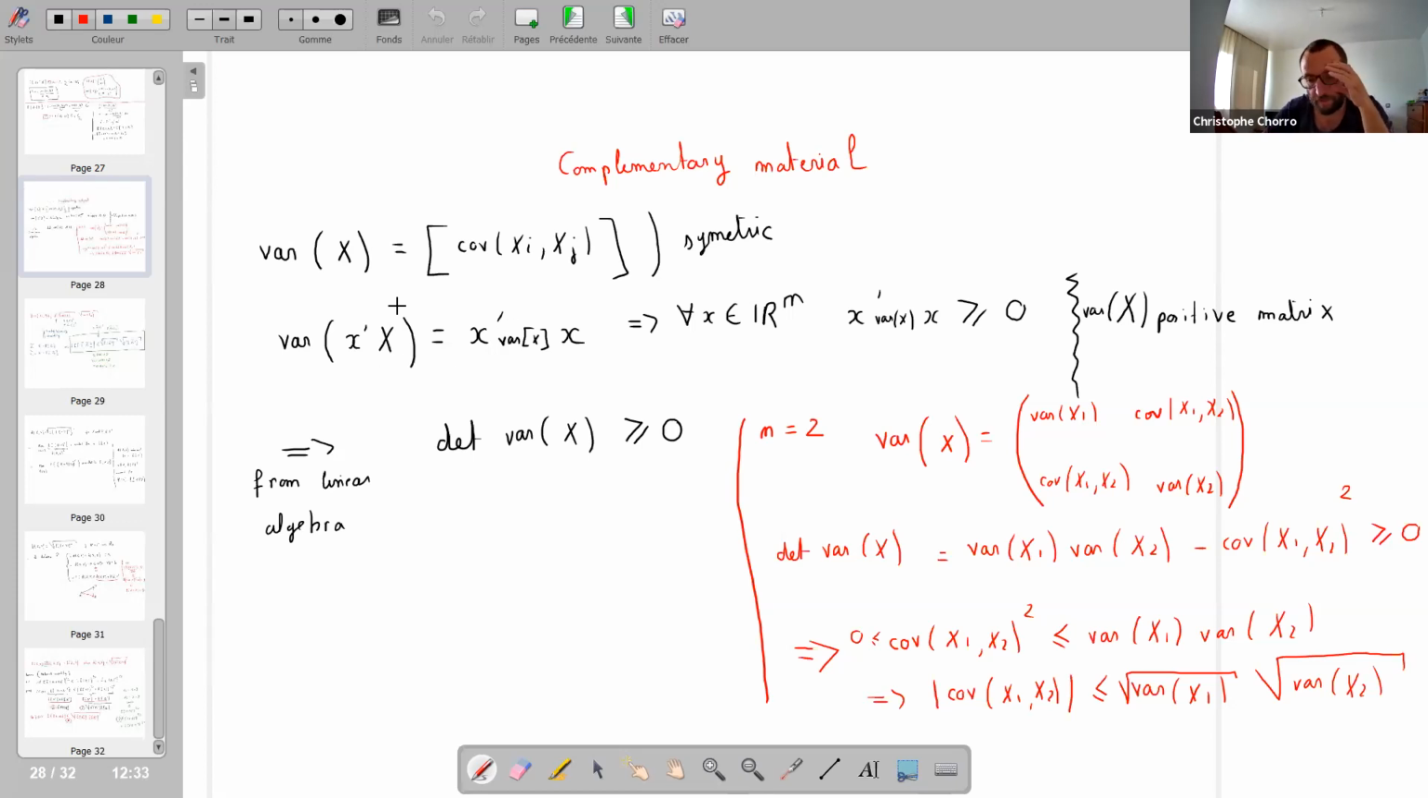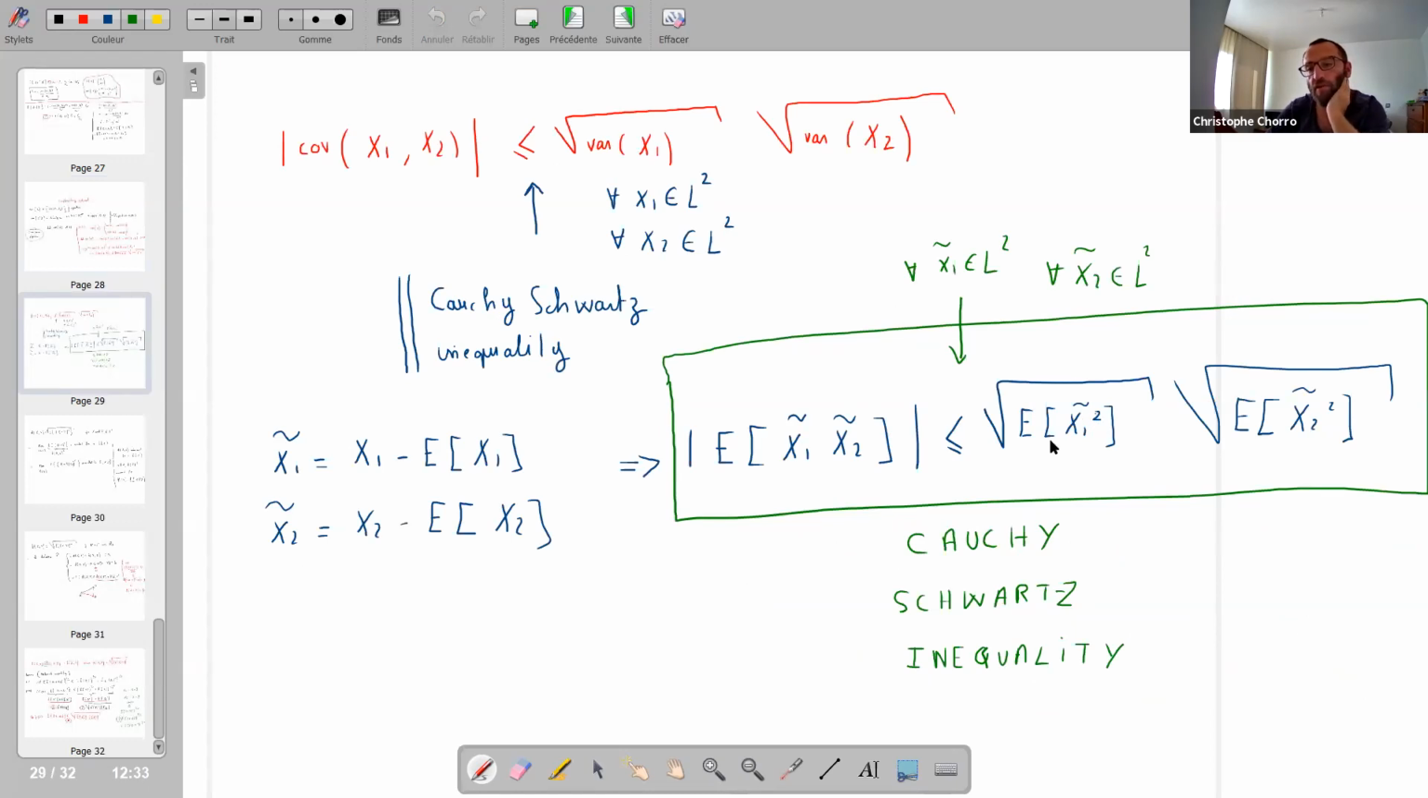And so, since I have a symmetric matrix that is positive, I know from linear algebra, it's the only thing that I have supposed here, that its determinant is positive. The fact that its determinant is positive, if I apply it for n equal to 2, gives me an inequality that I have called the Cauchy-Schwarz inequality. That is this one. That is a classical inequality for expectations.